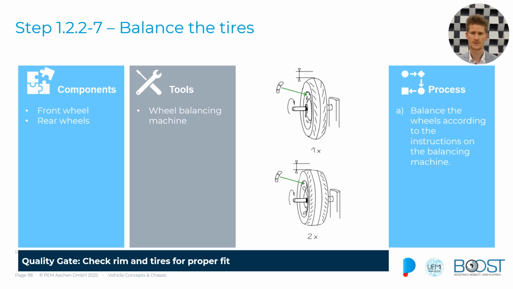And if you've done so, the tires will be balanced. So you will need a wheel balancing machine at this point, where you will actually add a little bit of weight on the rim so the tire is nicely balanced. Do this for the front and do this for the rear wheels, based on the instructions given to you by the machine. And again, a quality gate here: check the rim and the tires for a proper fit. It's the only contact patch that you have to the road, so this is a very important safety feature here.